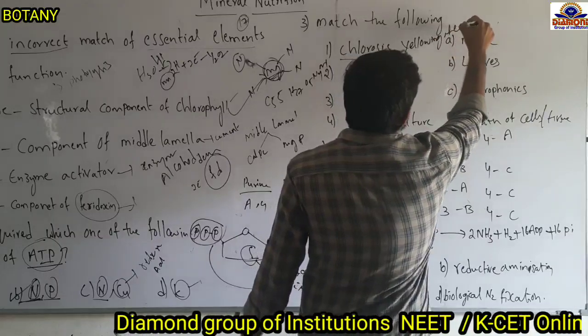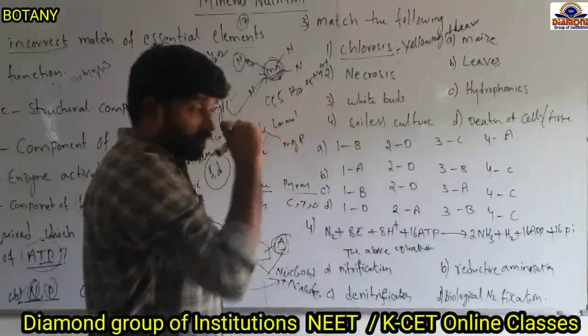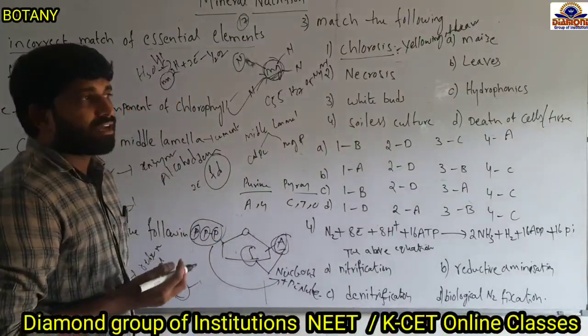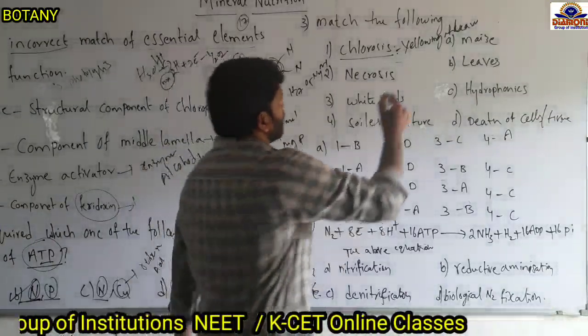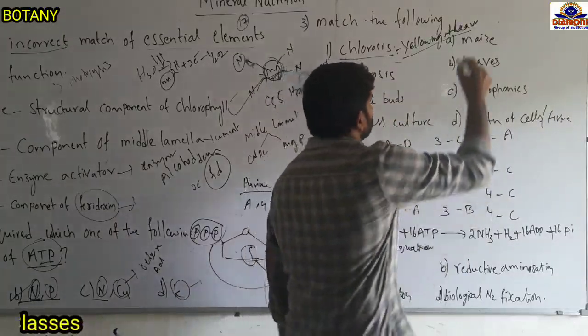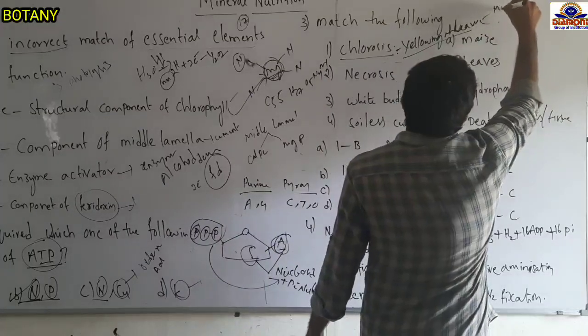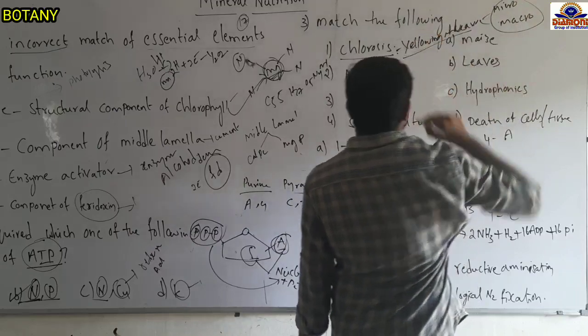yellowing of leaves. That is lack of chlorophyll pigments in that area, so leaves become yellow in color. That's called chlorosis disease. It occurs due to deficiency of different types of micro and macro elements.